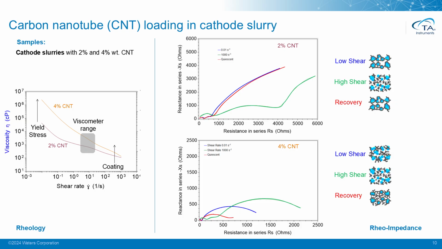And what we can see for both samples is that they have a high viscosity at low shear rates. So there's some kind of network structure in the sample. When we increase the shear rate, the viscosity drops because the particles start to align with the flow direction until we reach the coating behavior. And of course, the sample with a higher filler content, so with more carbon nanotubes, has a higher viscosity. But how does this affect the dielectric behavior of the sample?